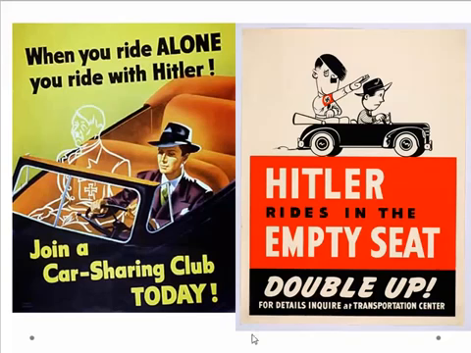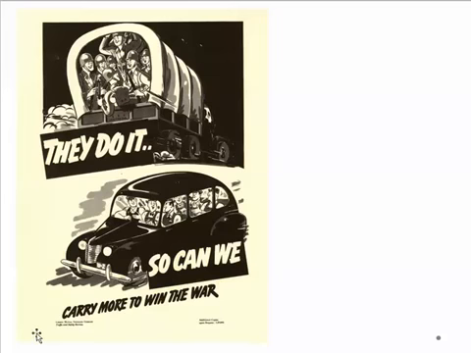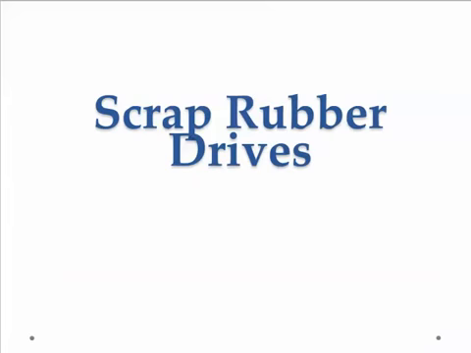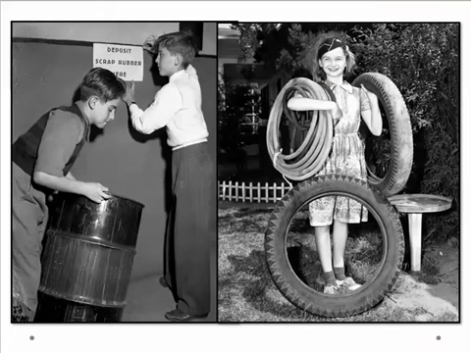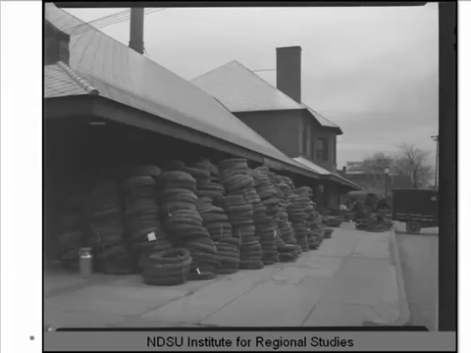"Hitler rides in the empty seat, double up." "They do it," meaning the soldiers ride together, "so can we." It's a way that we can share in their effort. And these scrap rubber drives were needed for things like gas masks, and the airplanes needed some of the rubber, and the rafts needed it to preserve people. And here's some kids going out finding scrap rubber and bringing it in to recycle it. Here's some here.